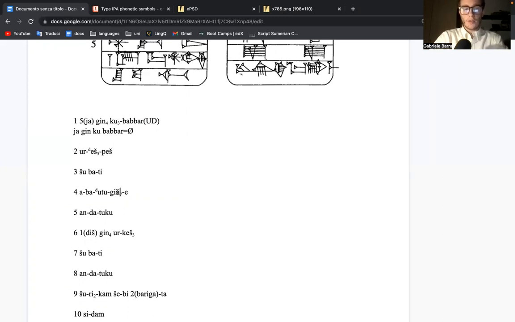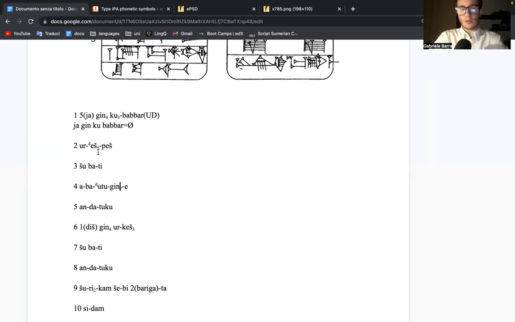Where do you guys see verbs in the first lines? Shubati could be a verb, couldn't it? Right, and then you also have antatuku, right? Yep. Good. So we have 2 finite verbs. Interesting. All right, let's go line by line.